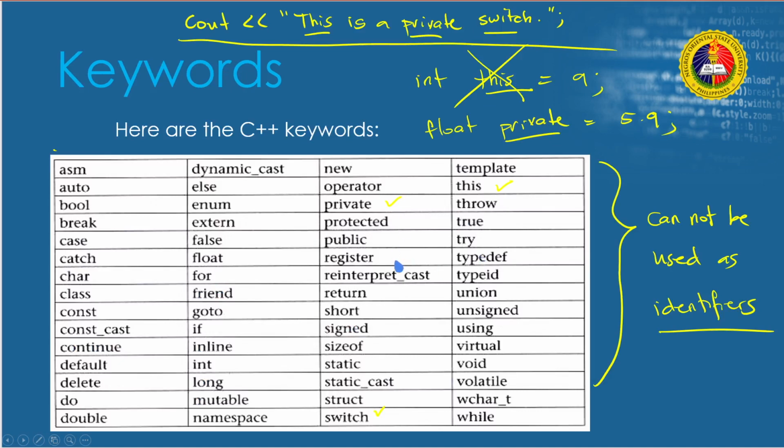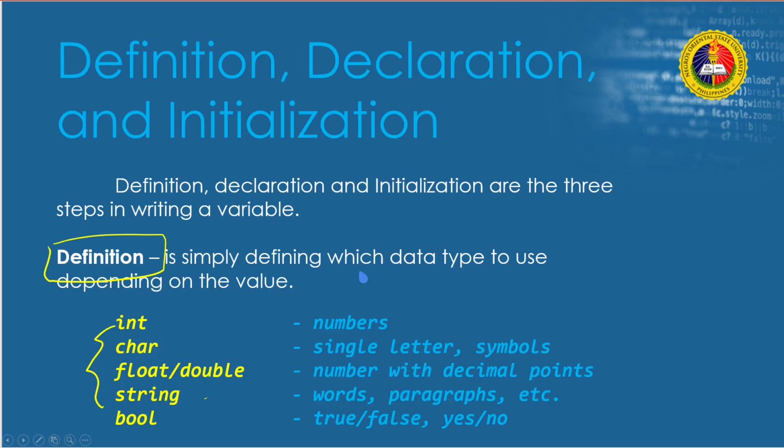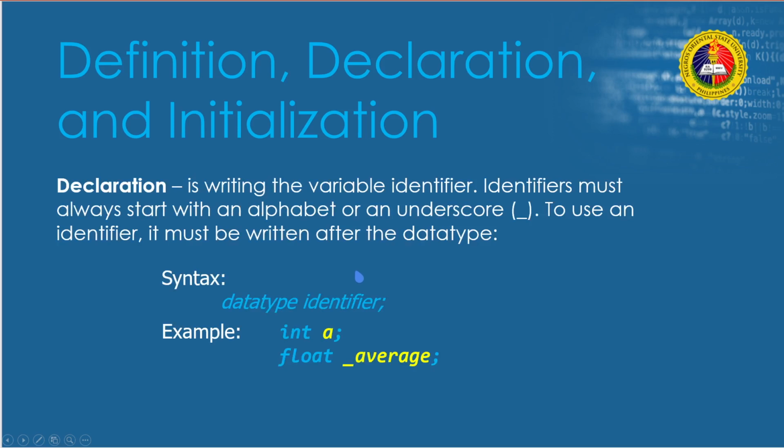You can use every identifier that you want. However, aside from the exceptions, it should always start with an alphabet or underscore. Meaning, it cannot start with a number, and it cannot start with any other characters. So the only acceptable starting characters are alphabet and underscore.